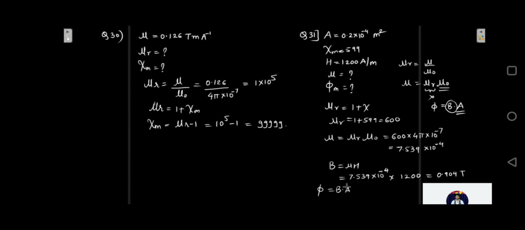Again theta will be 0. So 0.904 multiplied by A will be 0.2 into 10 raised to minus 4. It will be equal to 1.81 into 10 raised to minus 5 weber. This is going to be your flux.